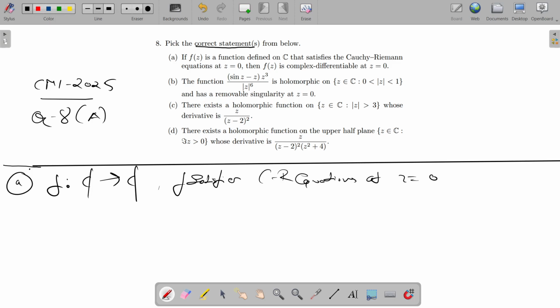Because satisfying a Cauchy-Riemann equation at a particular point doesn't necessarily guarantee that this is complex differentiable. For that, let's say f is u plus iv. We also need u_x, v_x, u_y, and v_y to be continuous in a neighborhood of the point zero. So this might not always happen. We can find a counterexample, so this is not always true. So this is false.